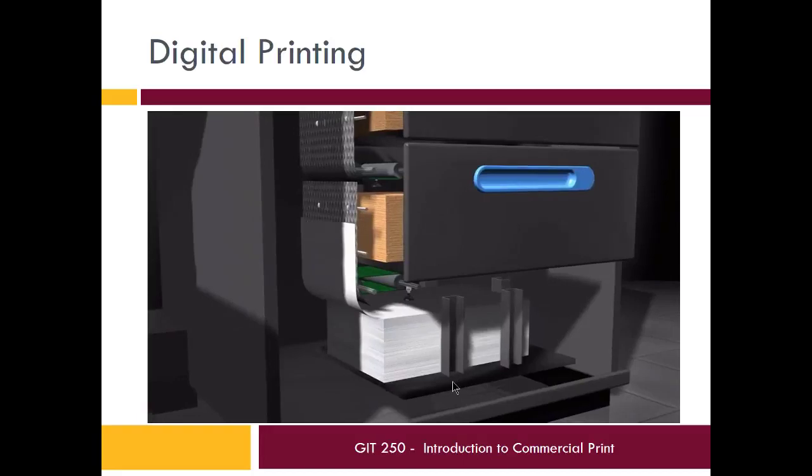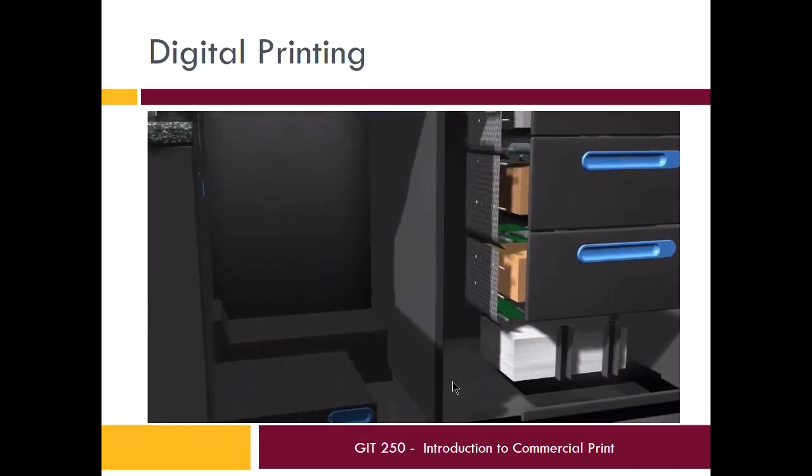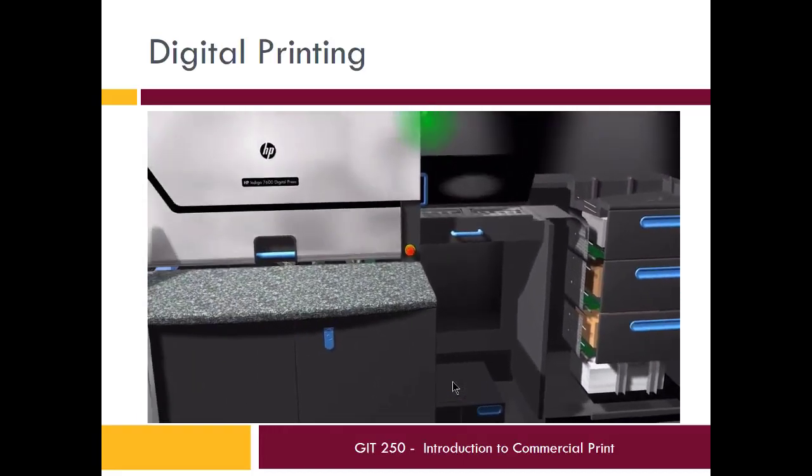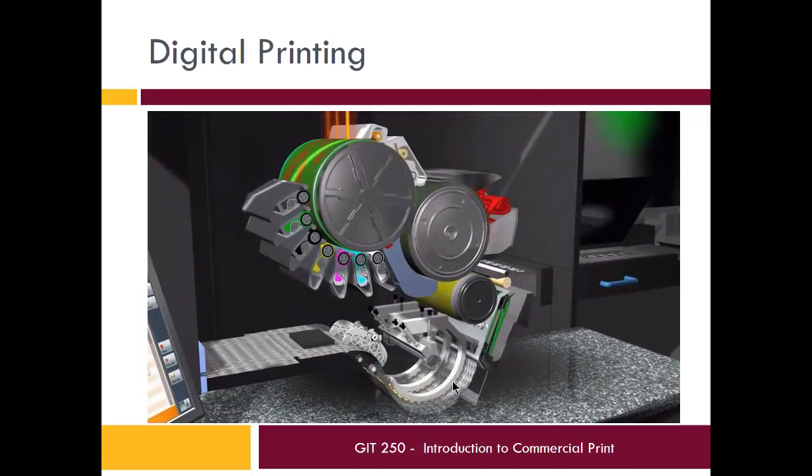Some of them have up to 7 colors available in the printer. So that'll do cyan, magenta, yellow, and black, as well as spot colors, Pantone colors, white ink, and different things, different coatings and things like that.